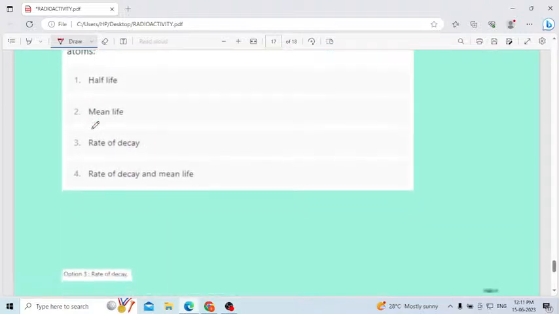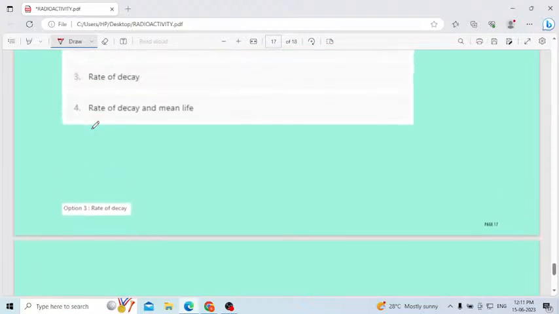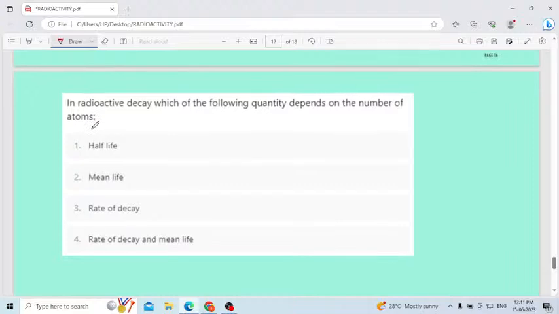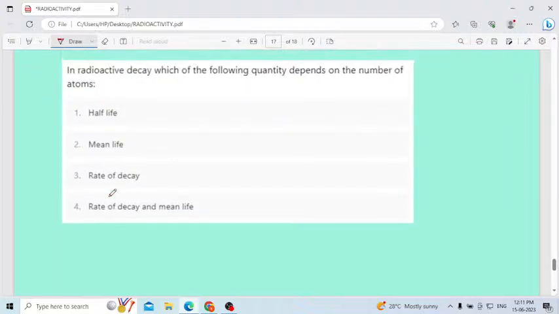Next question, maybe the last question, this one. In radioactive decay, which of the following quantities depends upon the number of atoms? Half-life, mean life, rate of decay. Once again I will read the question: in radioactive decay, which of the following quantities depends upon the number of atoms? Mainly the rate of decay will depend upon the number of atoms, and vice versa.